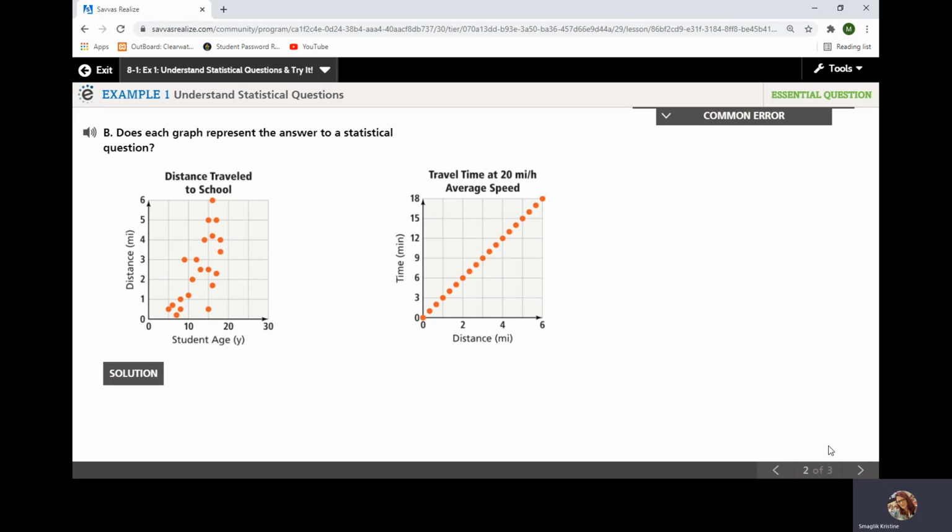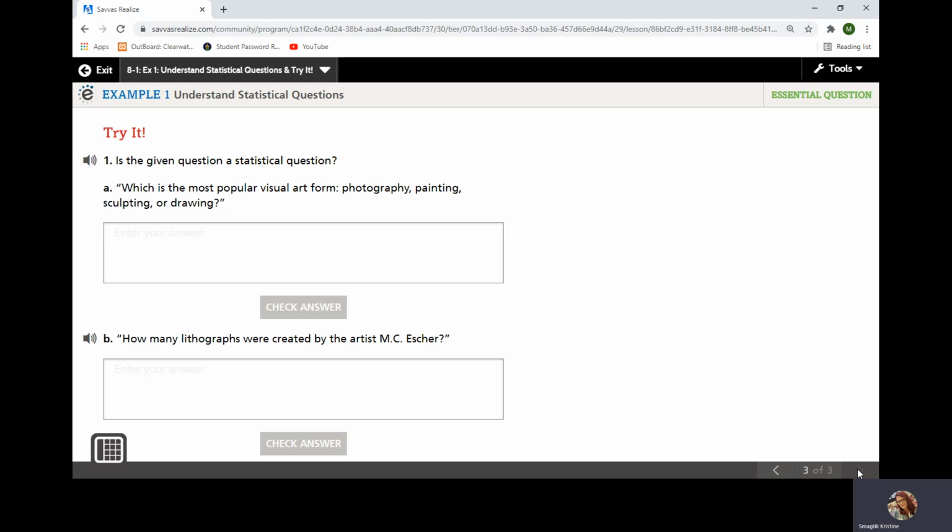If you look to the one at the right, the travel time, well, that answers the question, how long does it take to travel X miles at 20 miles per hour? Well, that's kind of got a predetermined answer. All we have to do is plug in the distance, our miles, and we're going to kick out that time. So that's predetermined. So therefore, it is not a statistical question.